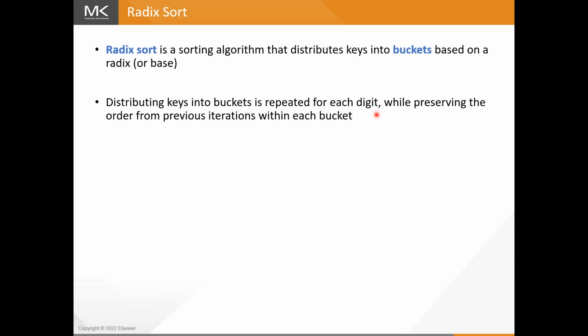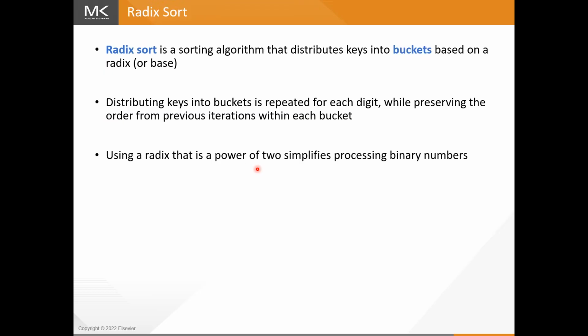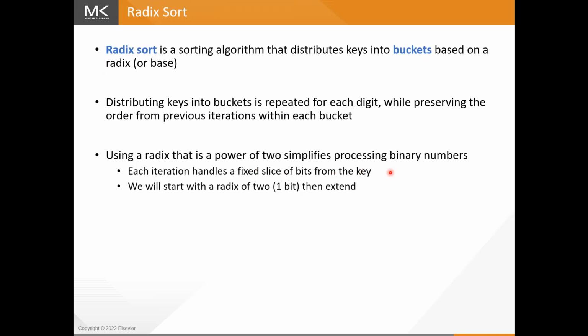Is that clear? Okay, so to simplify things, we can usually use radices that are a power of 2, because that makes it easy to take our key and divide it into chunks where we can easily extract the digits. So this makes it easy to slice the bits from the key. What we're going to do is start by using a radix of 2. In other words, we're going to use a 1-bit radix, and then we're going to improve on that.